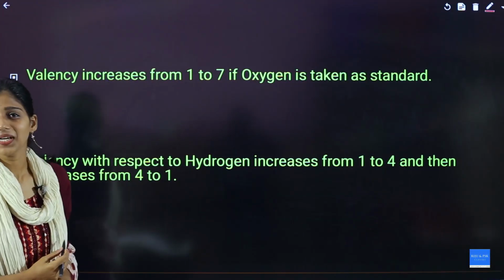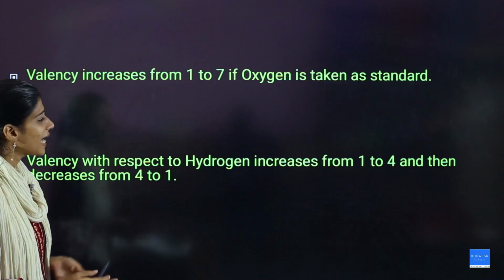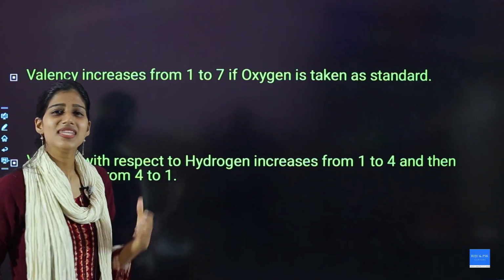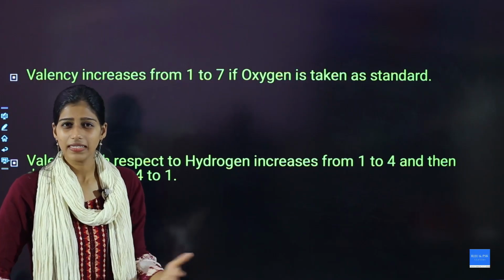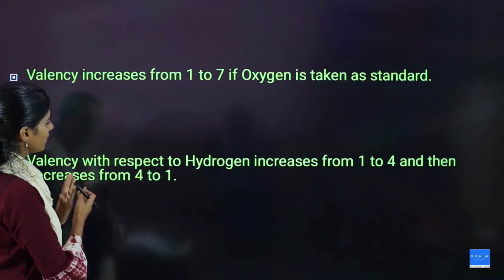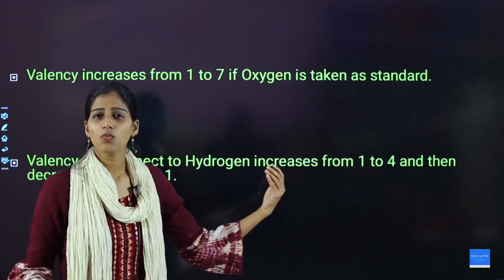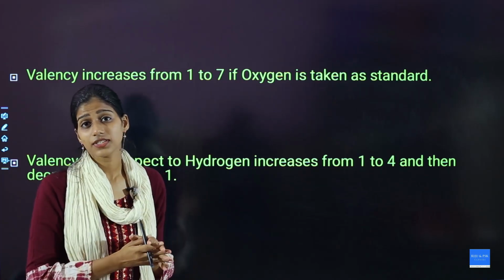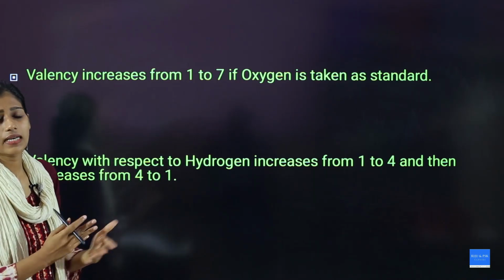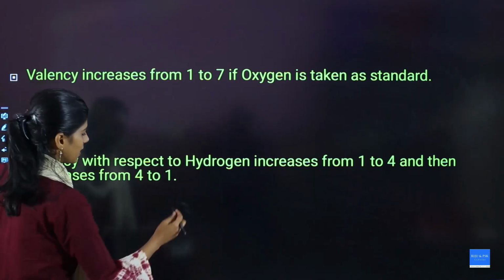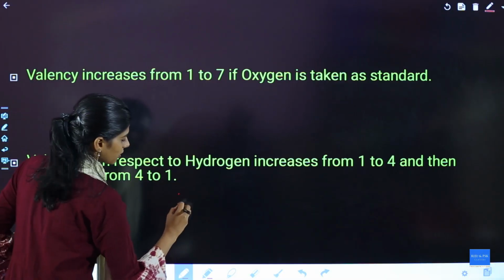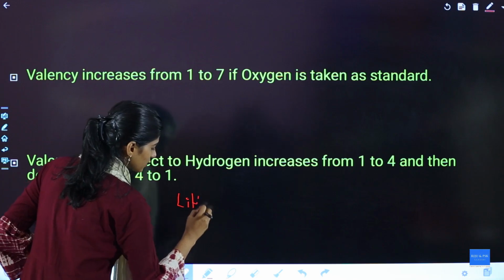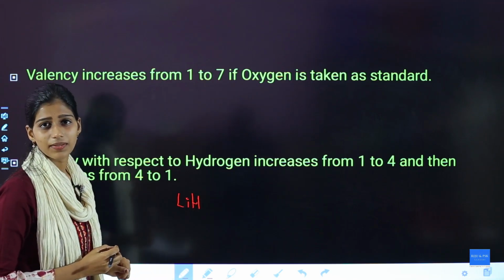So, you consider the second one with respect to hydrogen, and yes, this was the definition that we have been following in the last several years. Here valency increases from 1 to 4 and then decreases from 4 to 1. For example, when you consider lithium hydride, this is LiH, this is how you are writing lithium hydride.